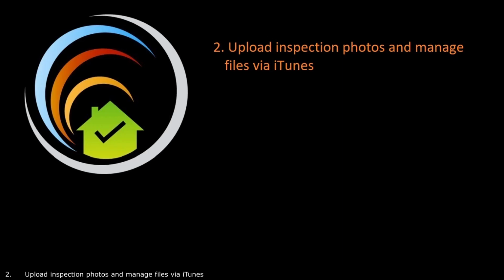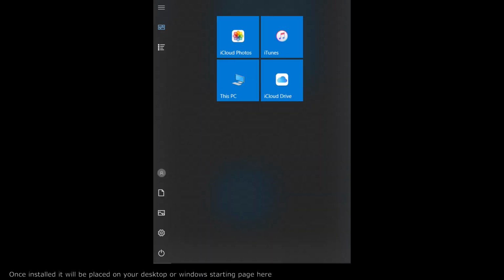2. Upload inspection photos and manage files via iTunes. With an iPhone, the file transfer is a little more complex process. First, you would have to install iTunes for Windows, available at this link. Once installed, it will be placed on your desktop or Windows starting page here.